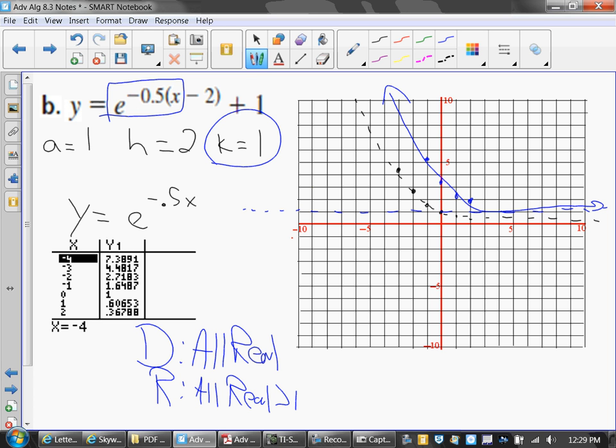Domain is your x values, your range are your y values. So in this case, the x values, there's nothing that tells you that an x value can't occur. The y values, since there's an asymptote, means it's either going to come towards that from top down, or from bottom up. Since it's coming from top down, that means it's going to be all the real numbers that are larger than it. Does that make sense?